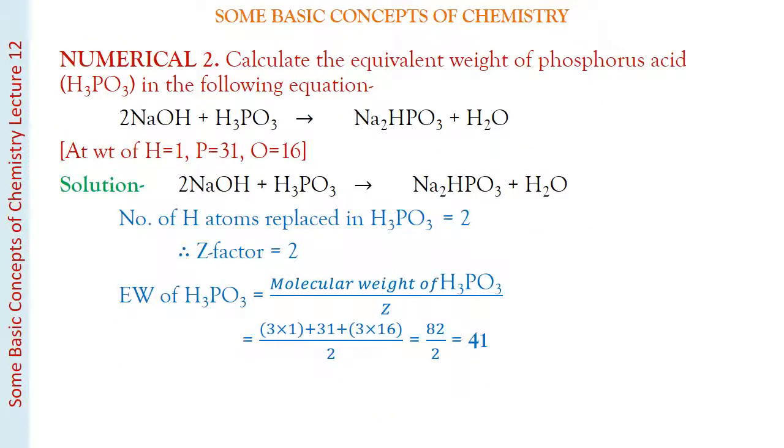The next question says, calculate the equivalent weight of phosphorus acid H3PO3 in the following equation. So now the equation is given to you. You can see the number of hydrogen ions which have been replaced in H3PO3. It is 2. So the Z factor is going to be 2. This is why the equation is very important. So the number of H ions replaced is 2, the Z factor is 2. Now the rest is simple. The equivalent weight of H3PO3 is going to be the molecular weight divided by the Z factor, which is 82 divided by 2, so 41.